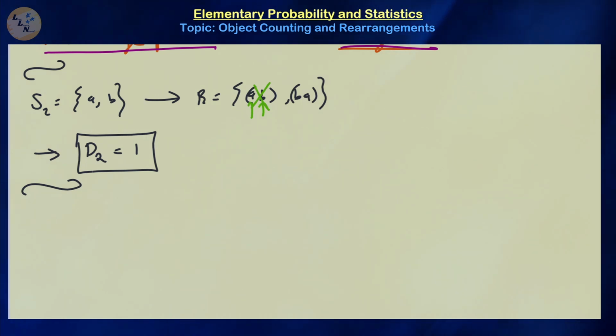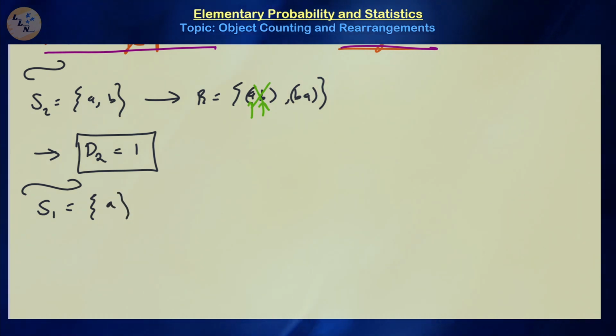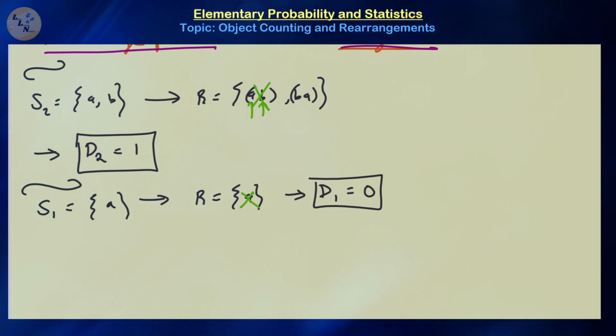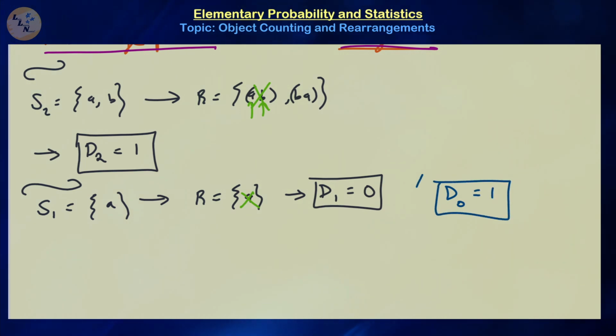So let's consider a very trivial case. What about one object, say A? How many derangements of this are there? There's actually only one rearrangement of this, and that's precisely A, but A cannot be in its original position. Therefore, the derangements of one object is equal to 0. We define the derangements of 0 objects to be equal to 1. We're not going to get into why that is the case, but it's sort of like 0 factorial equals 1.